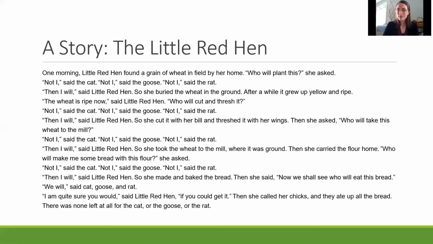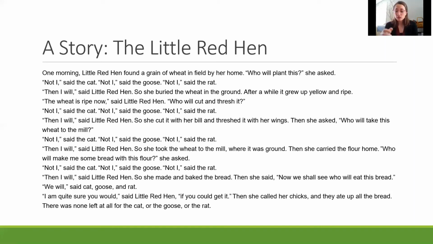Now, can you identify where the climax is, where everything changes in this story? Well, over and over we heard, not I, not I, not I. But all of a sudden, then we see, then I will, and we have the hen asking who will eat the bread. Well, then they say, we will, said cat, goose, and rat. So you can see that towards the end of the story, we see a distinct change, and the cat, goose, and rat are willing to help with the eating, even though they weren't willing to help with the work.